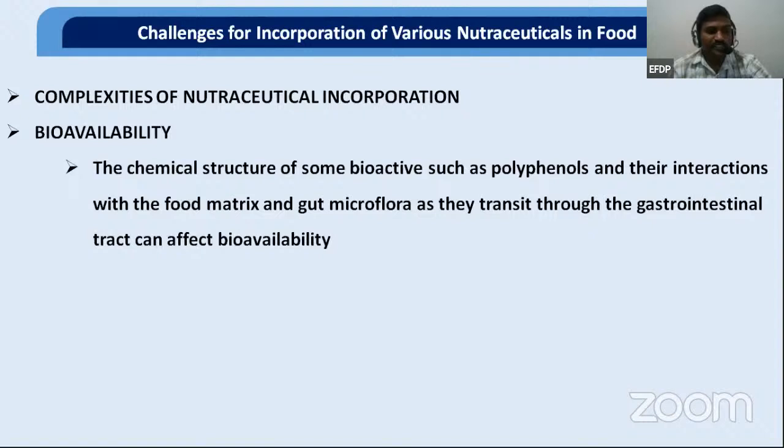Now, complexities in nutraceutical incorporation arise because of sensory perception, physicochemical characteristics, beverages, and others. So bioavailability issues and complexity should be avoided with the help of innovative design of the product.